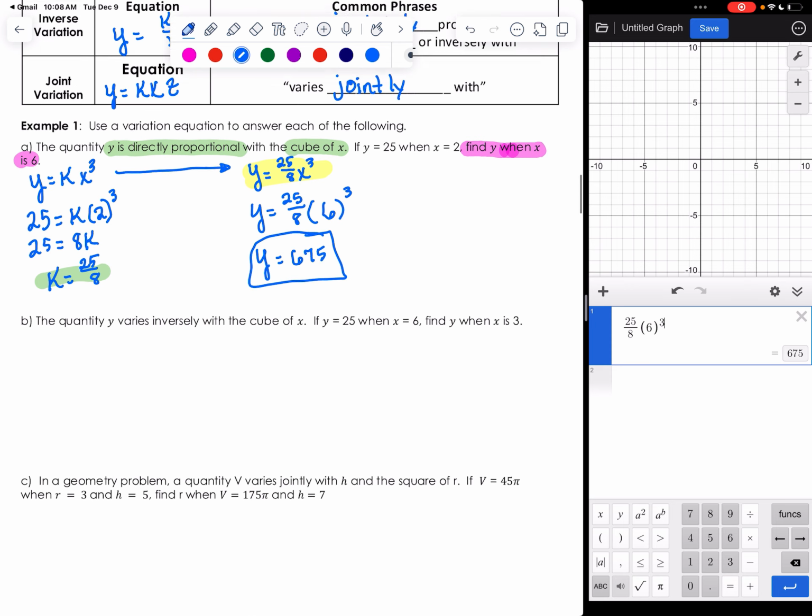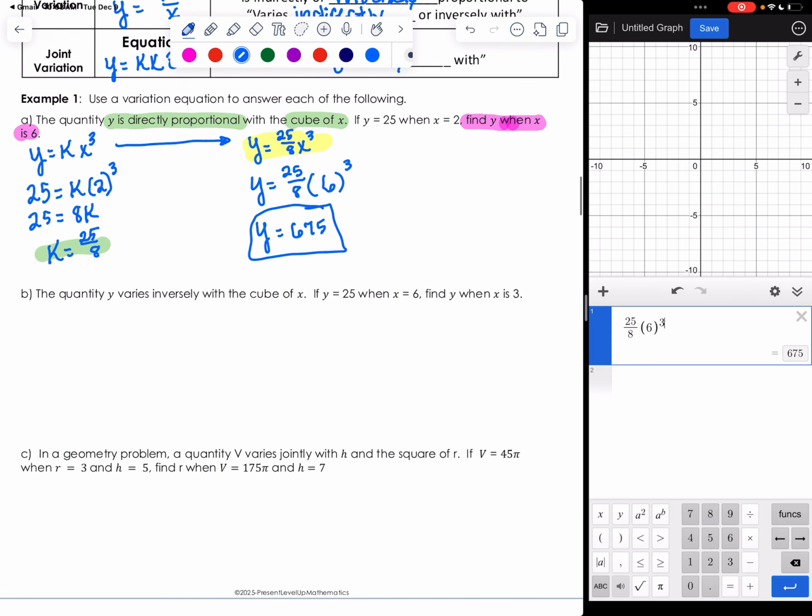In problem B, it says the quantity y varies inversely with the cube of x. If y is 25 when x equals 6, find y when x equals 3. So let me highlight our given information that we need to write the equation. So y varies inversely with the cube of x.